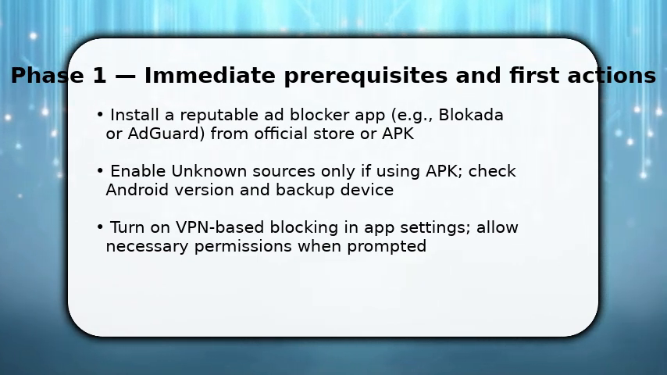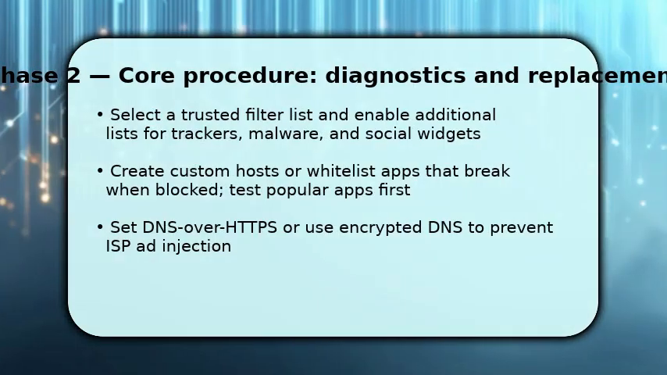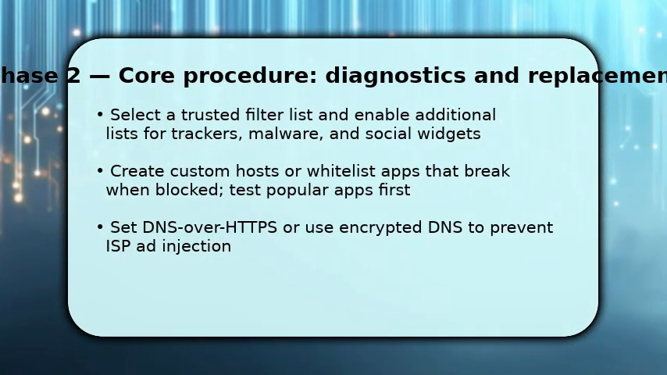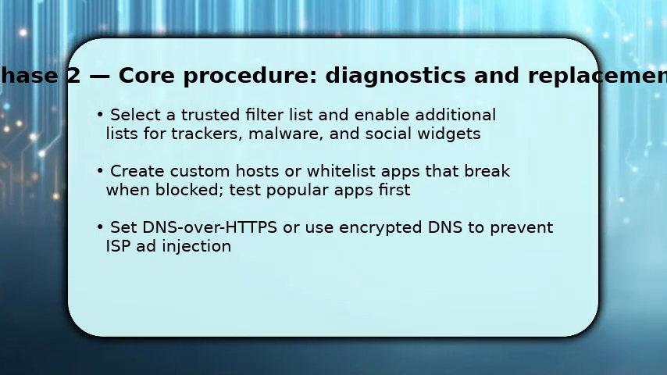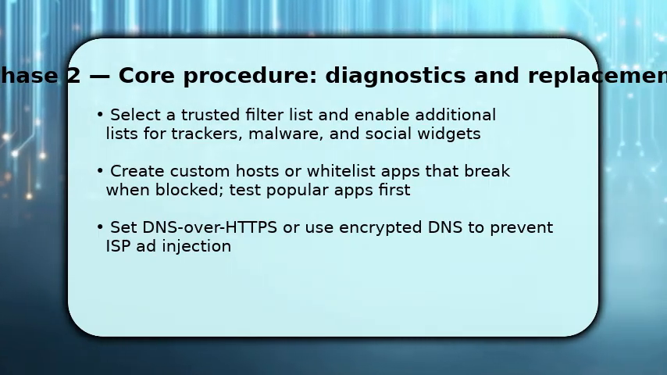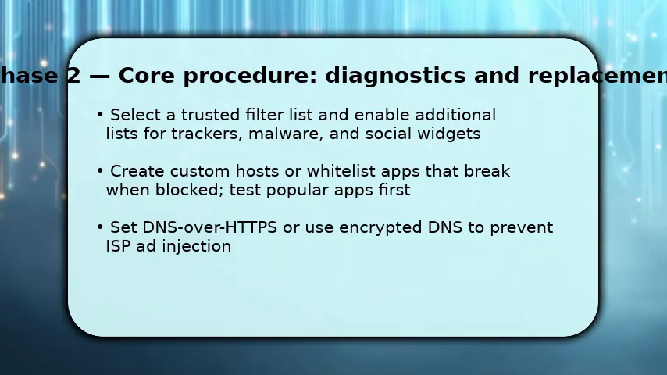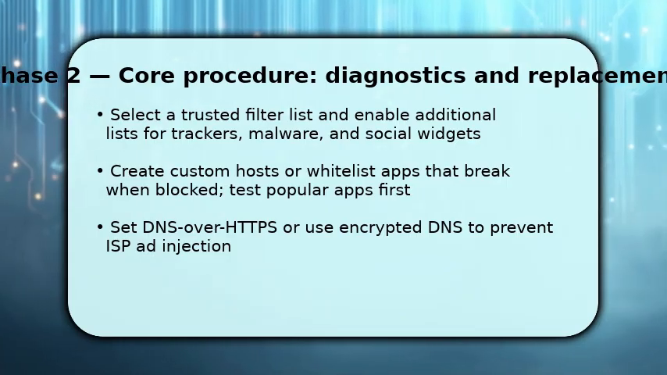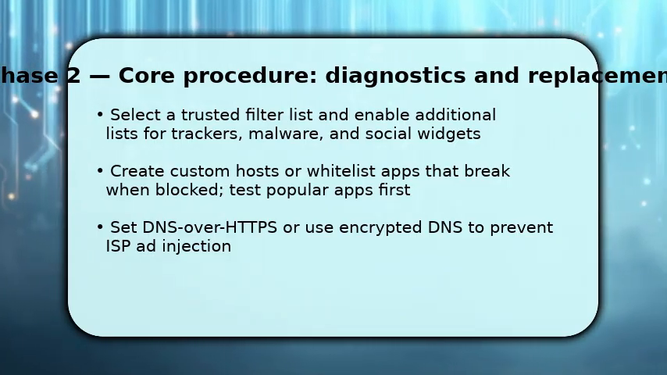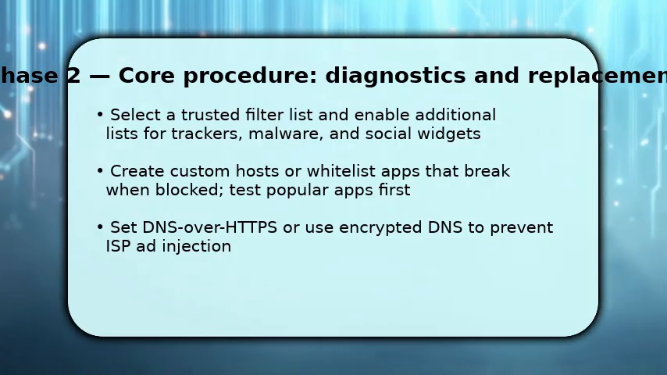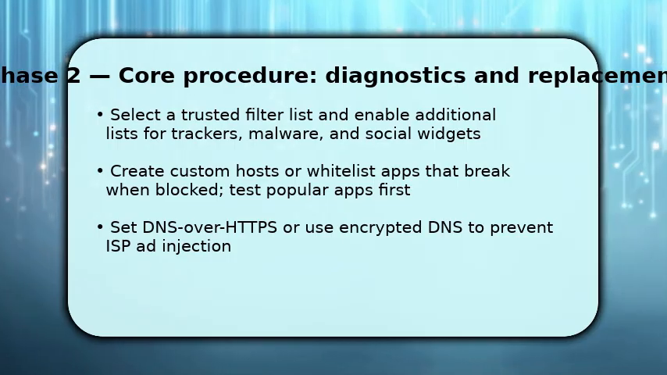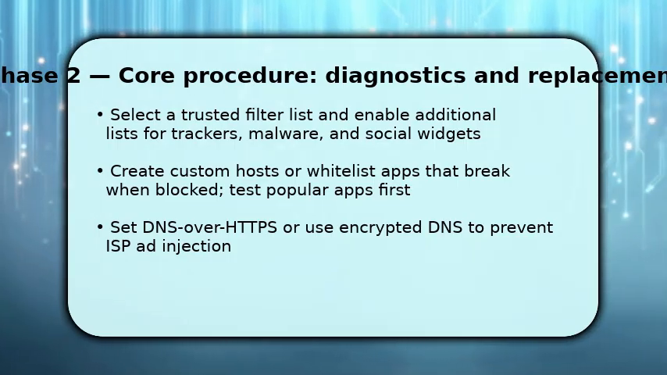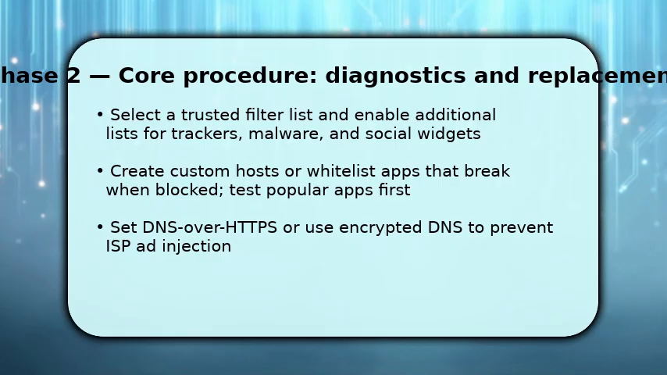You now tune filtering. Open filter lists and enable the recommended block lists for ads, trackers, and malware to catch most display ads. Once enabled, add custom host entries to block stubborn ad domains and whitelist apps that malfunction after blocking. Next, switch the app to use DNS over HTTPS or a private DNS provider to stop ISP-level ad insertion. Make small tests after each change so you can detect issues quickly.